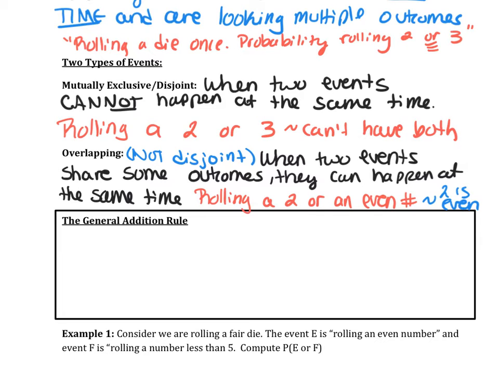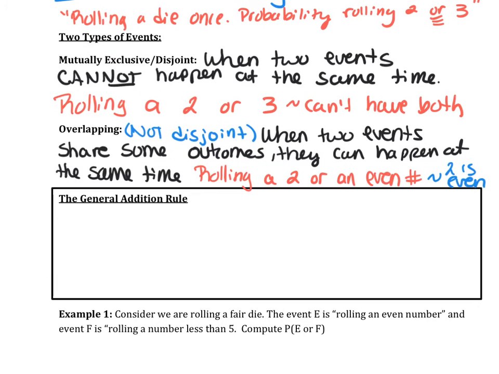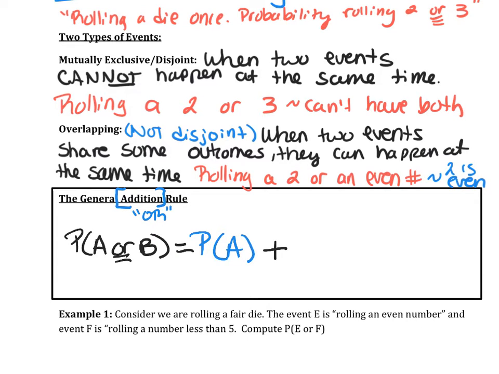So whenever we are dealing with this OR probability, we're doing our experiment one time, and we're looking for multiple events or multiple outcomes, then we use the addition rule. Whenever we have the word OR, we're always going to be adding. So OR means addition. If we want to calculate the probability of event A or B, then we will take the probability of A plus, because it's the addition rule, the probability of B.